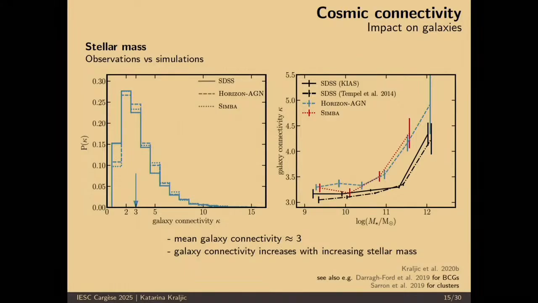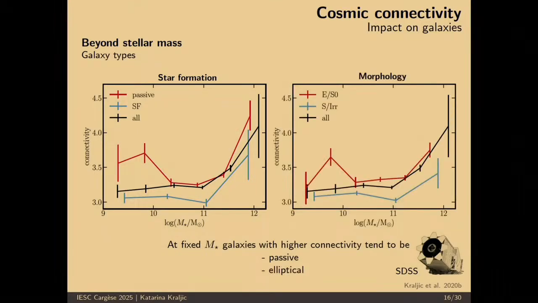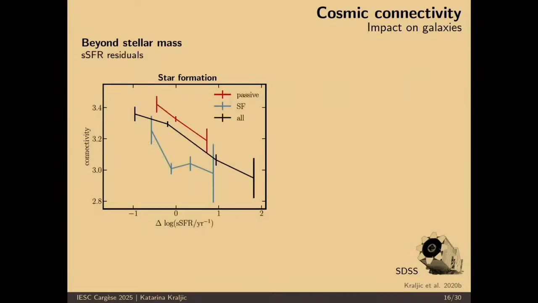Of course, galactic connectivity as well is a function of stellar mass. So more massive galaxies tend to have a higher number of filaments connected to them. We can also see the impact on the star formation rate and also the morphology. So, for example, at fixed stellar mass, galaxies that are passive or that are typically dominated by some ellipsoidal component tend to have higher connectivity compared to the star-forming and irregular galaxies. And this is also seen when we look at the residuals, when we account for the underlying mass dependence.